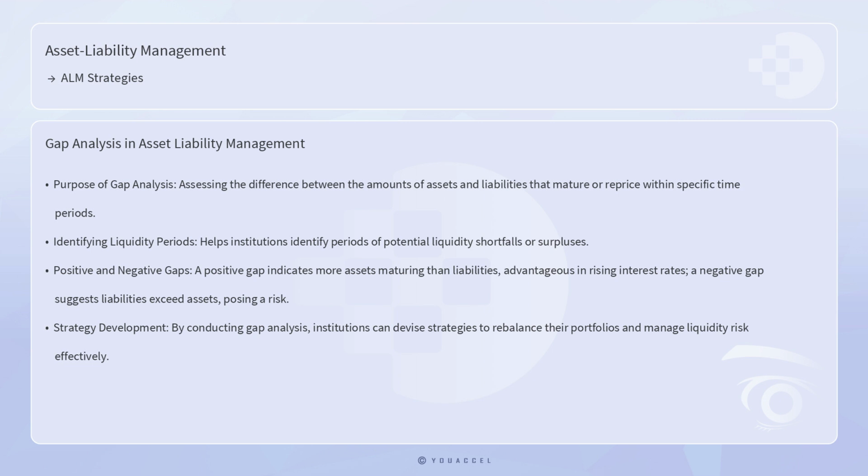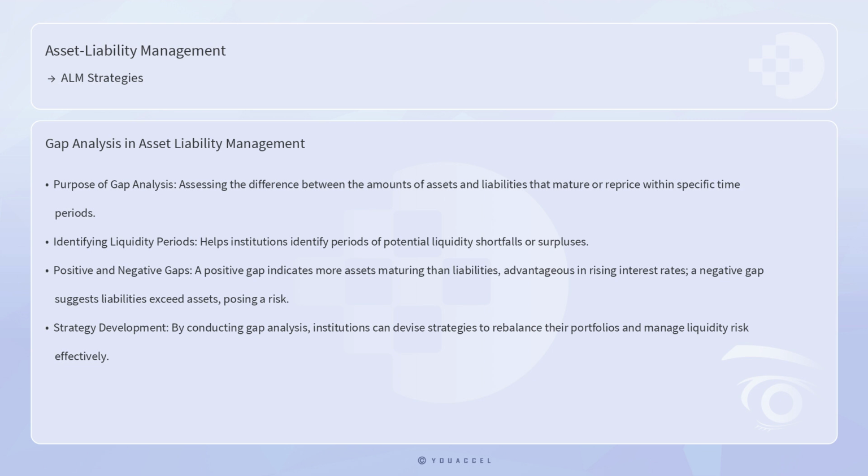Another important ALM strategy is gap analysis, which involves assessing the difference between the amounts of assets and liabilities that mature or reprice within specific time periods. Gap analysis helps institutions identify periods of potential liquidity shortfalls or surpluses.